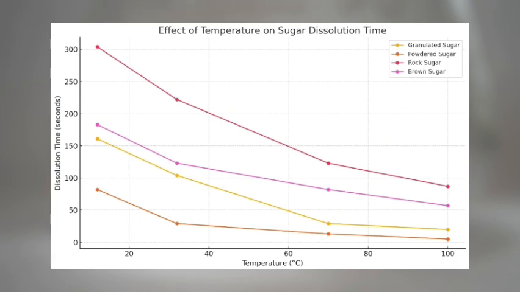The pattern shows that temperature increases the motion of water particles, speeding up dissolution. The type of sugar also matters. Smaller particles dissolve faster.